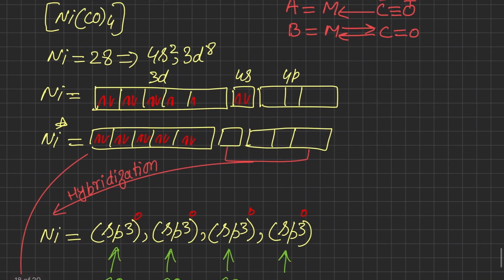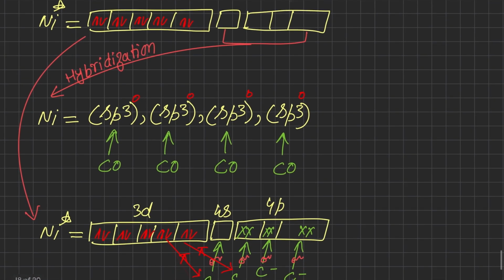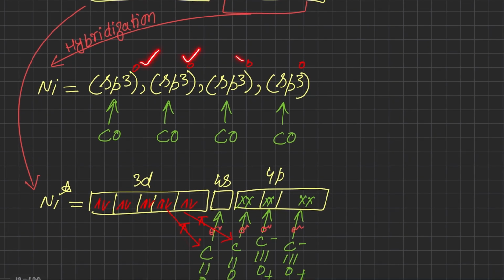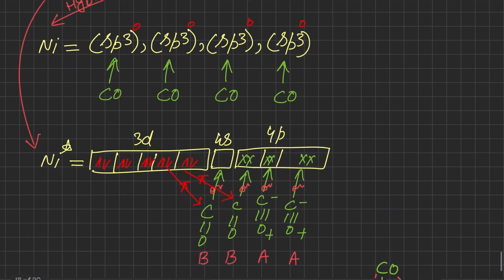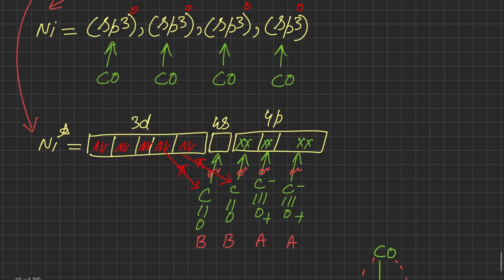Now as there are 4 carbonyls attached, we need 4 empty orbitals, 1s and 3p orbitals, so they join together and undergo hybridization to form 4 empty sp3 hybrid orbitals, and 4 carbonyls are attached through sigma coordinate covalent bonds, and the lone pair is donated by the carbonyl through its sp hybrid orbital.